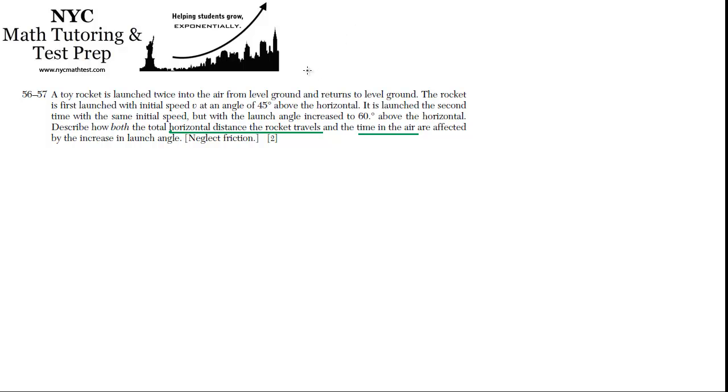So in the first case, here's our level ground. We're launching at 45 degrees, so it has this kind of trajectory. Let me try that again. So initially, it's launched with this 45 degree trajectory. And it's going to take on this kind of a path.